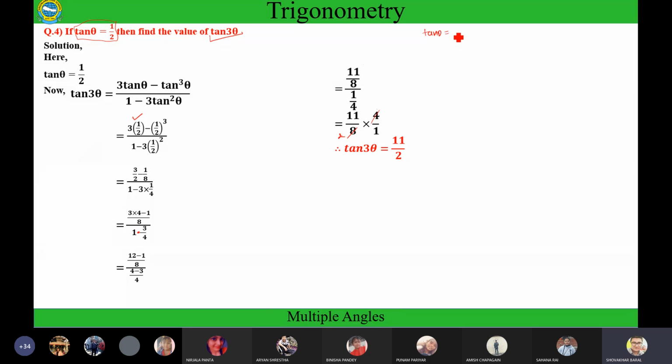If tan theta is equal to something like 1 by 2, and the question asks you to find the value of sin 3 theta, can anyone share the idea how to solve it?